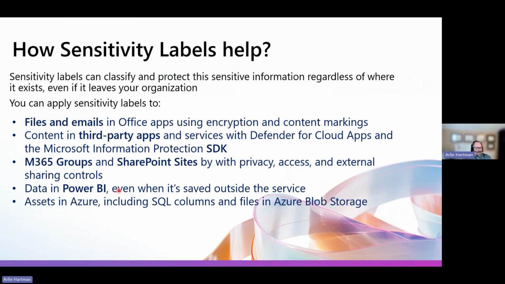So they can classify and protect sensitive information regardless of where it exists, right? With files and emails and Office apps using encryption and content marking, we can leverage third-party apps with Defender for Cloud Apps or the Microsoft Information Protection or MIP SDK to leverage labeling of files. We can put container labels on M365 groups and SharePoint sites, which can then affect privacy, access, and external sharing controls. We can leverage data in Power BI and assets in Azure, including SQL columns and Azure Blob storage.